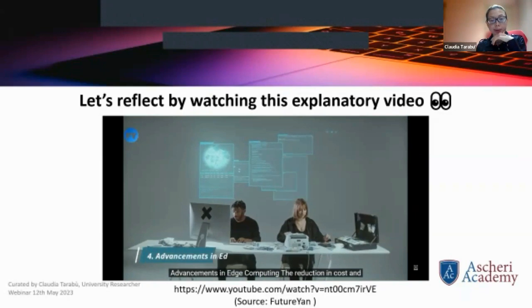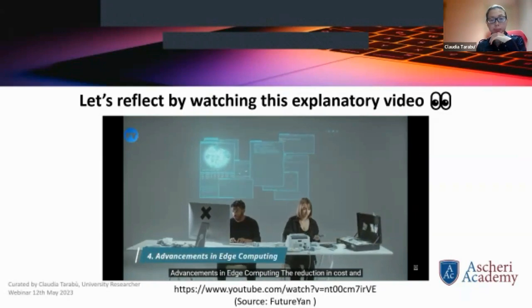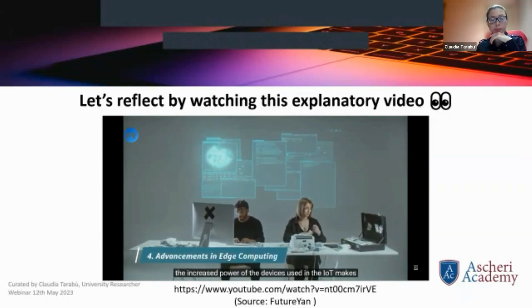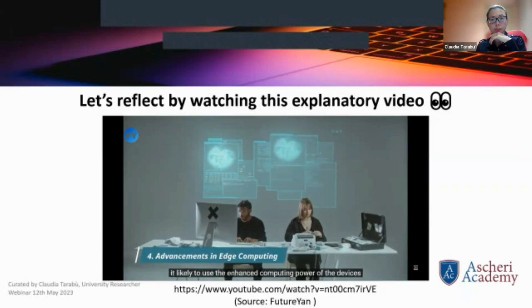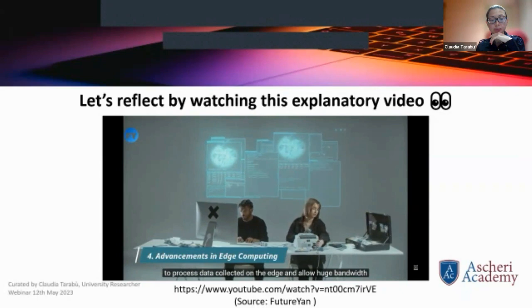4. Advancements in edge computing. The reduction in cost and the increased power of the devices used in the IoT makes it likely to use the enhanced computing power of the devices to process data collected on the edge and allow huge bandwidth profits.